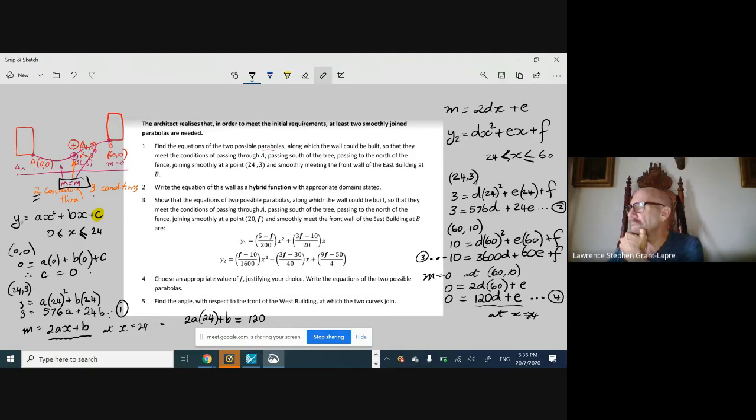No, where is this? Where's the gradient? Not that. That's not the gradient. The gradient's up here. It will equal this at x equals 24. So it's 2d times 24 plus e. Okay, those gradients will equal. Now we've got this condition here.